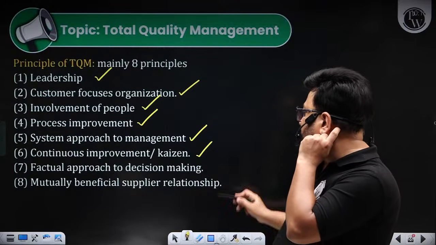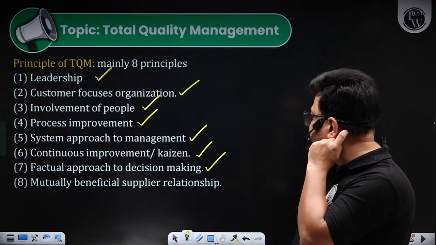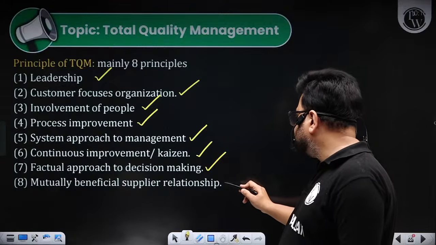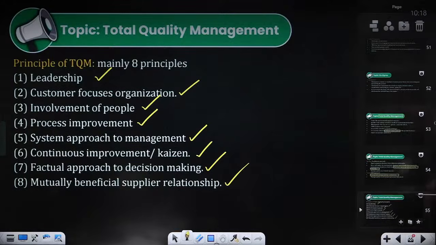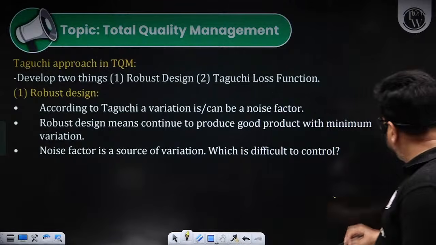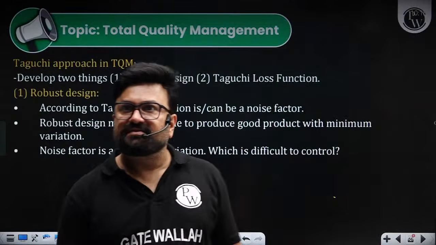Seventh is factual approach to decision making. Eighth is mutually beneficial supplier relationship. Right?